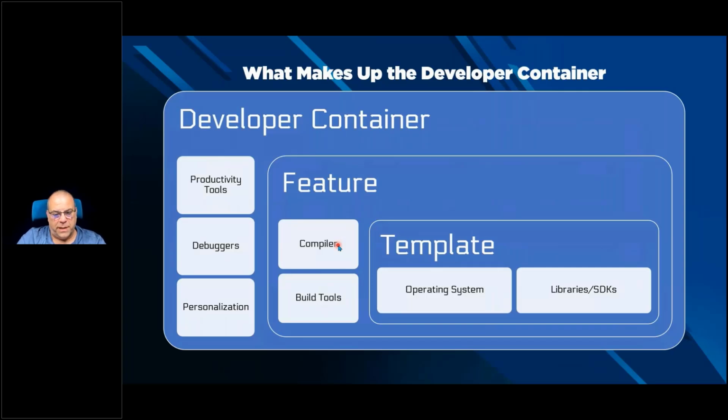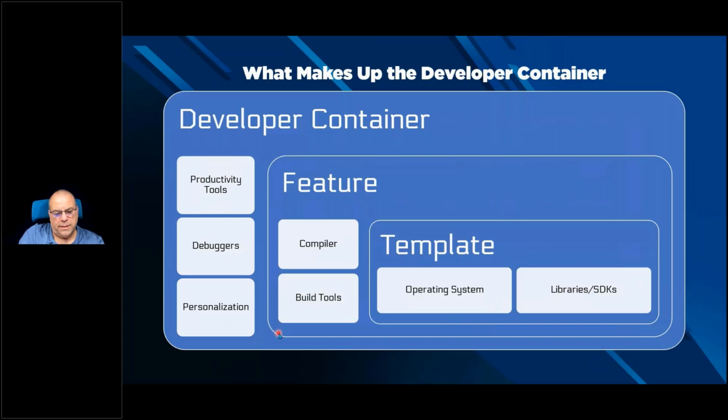So let's see what makes up a dev container. A dev container is basically made up of 3 parts. You have the template. The template describes the operating system and what libraries and SDKs are going to be available. In our first 2 examples, we're going to be building a Linux-based template that has .NET in it. Our third one is going to be Linux-based with a Ruby SDK. The reason I chose Linux-based is because they're a lot easier for containers. Windows containers are a lot bigger in size.